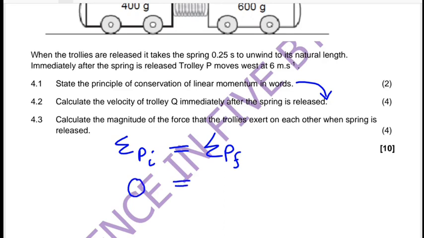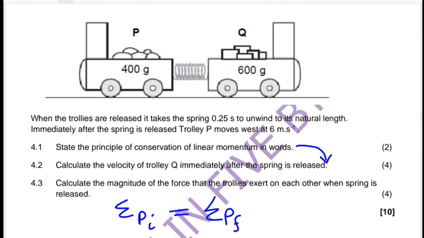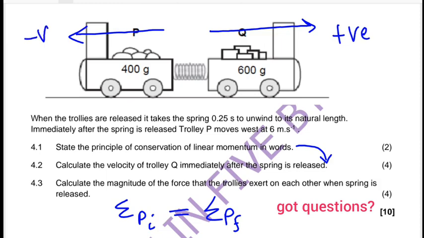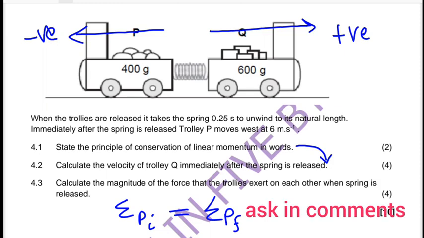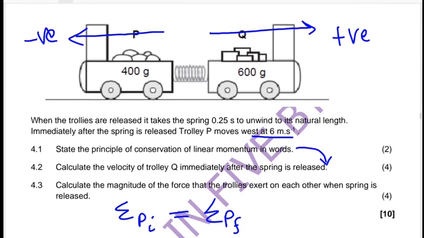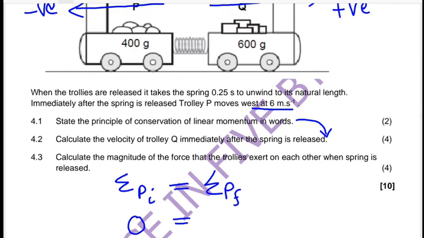Since we are dealing with a momentum vector, we have to choose which direction is positive and which is negative. I'll make east positive and west negative because I'm used to the east being positive. Not that it's a rule, but I'm just used to it. So P moves west at 6 meters per second, so that velocity is now negative. The mass of P is 0.4. So the total final momentum should be the mass of P times the velocity of P plus the mass of Q times the velocity of Q.